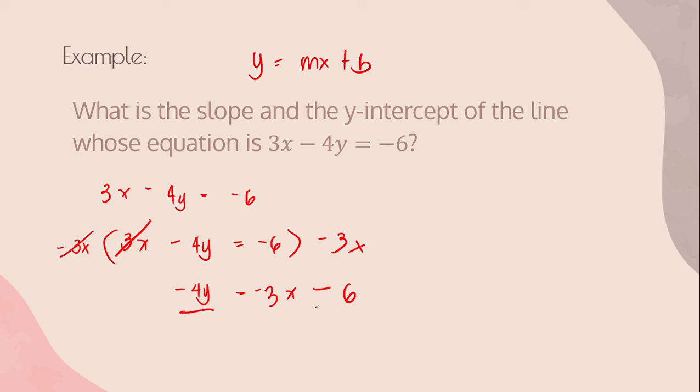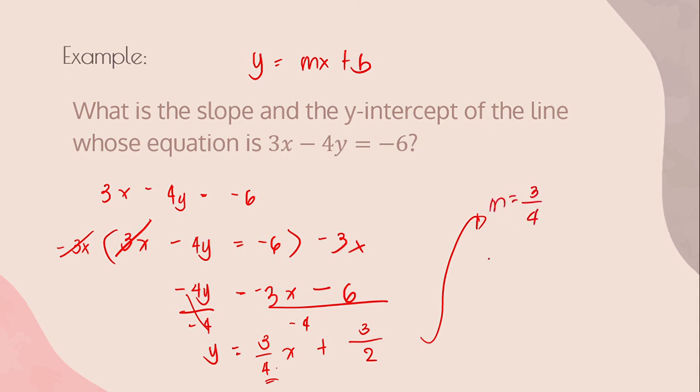Alright, and then after this, we need only y. So you have to divide both sides by negative 4. And then coming from this, you will be having y is equal to negative 3x over negative 4. That can also be written as 3 over 4 x plus, since negative 6 over negative 4 would be plus 3 over 2. That is already simplified. Therefore, the slope, what is the slope? It's the numerical coefficient of x, since that's the value of m, so that would be 3/4. So the slope is 3/4 and the y-intercept is 3/2.